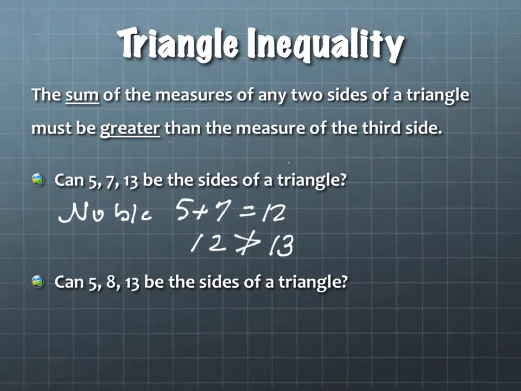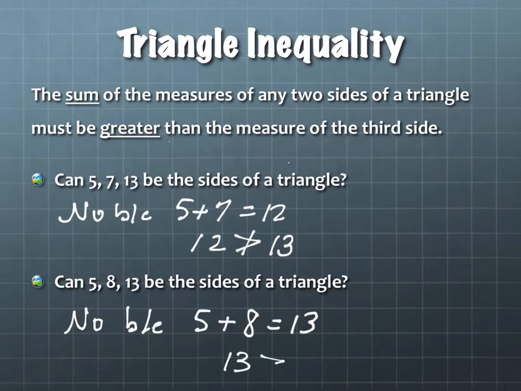How about 5 and 8 and 13? No. Why not, Alicia? Right. 5 plus 8 equals 13, so it's closer to working than the other one. But 13 is not greater than 13. We need a greater number. So if the 8 had been a 9, we'd be good to go, right? But it wasn't. So 5, 8, 13 will not work either.